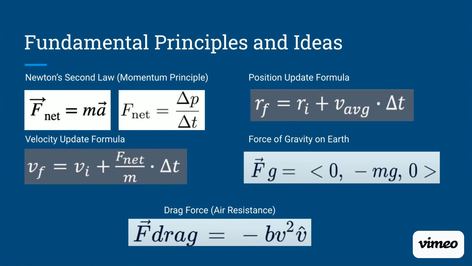Finally, it's important to know that the force of gravity on an object on Earth is negative mass times acceleration, which is g, or 9.8 meters per second squared, and that the drag force equals the drag coefficient times speed of the object squared times v-hat, which tells the direction of the air resistance. These forces will be needed in the computational model as they will affect the speed of the object.